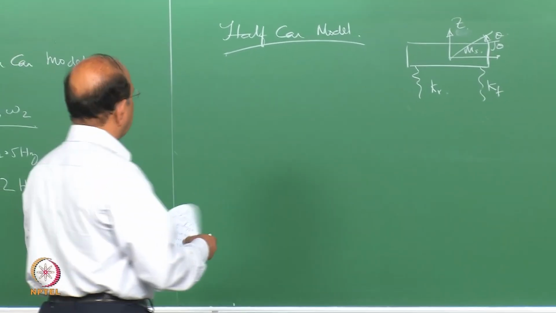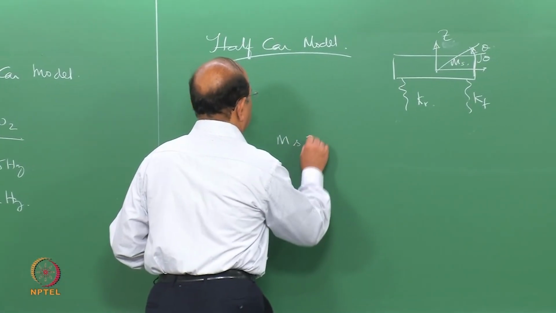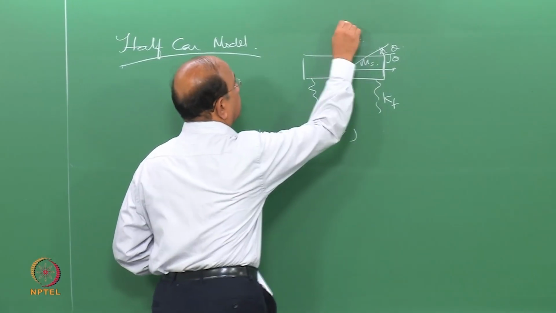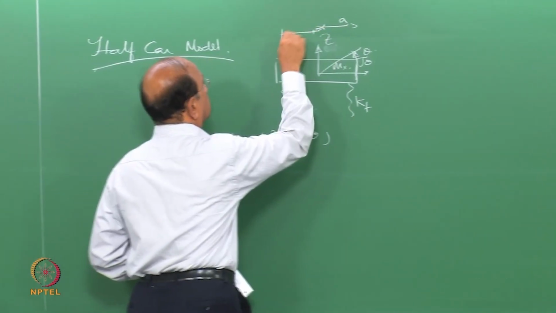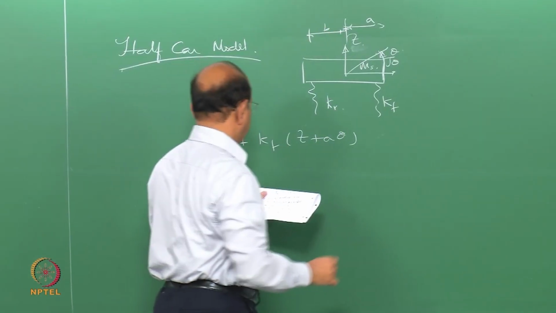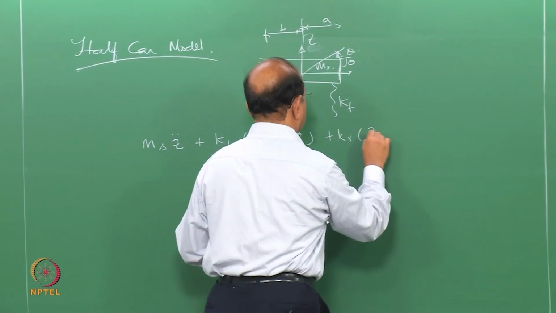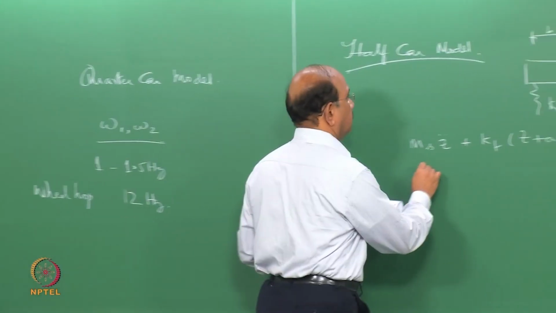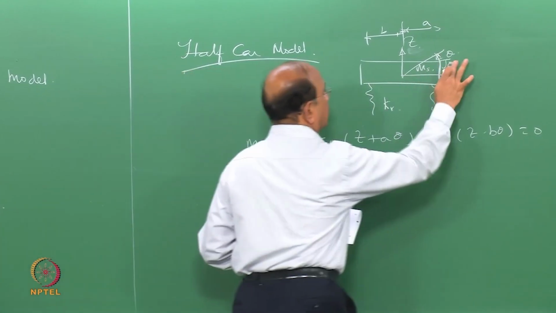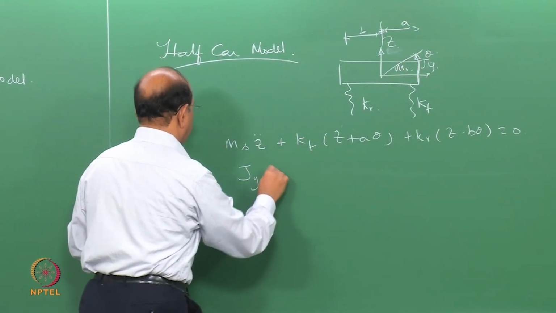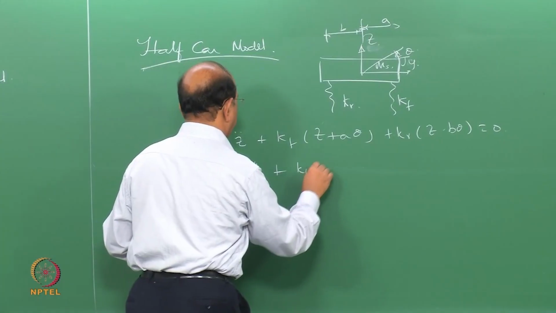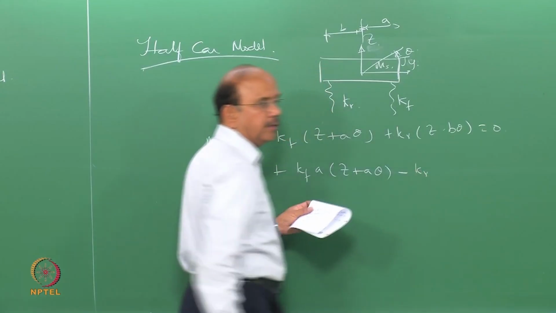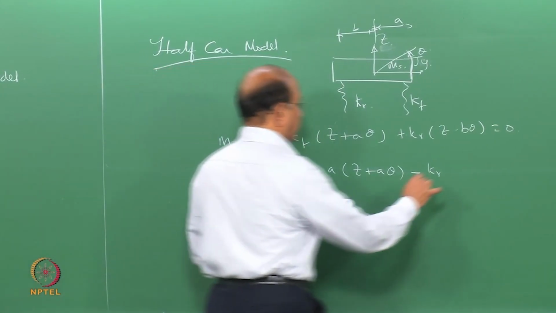Let me quickly review that and write down the equation in the same form as I had done in the last class. Remember that that was A and that is B. Jy, sorry, we'll put that as Jy instead of J theta. Jy theta double dot plus Kf A into Z plus A. That is the moment balance equation. So these two together are the Newton-Euler equations.